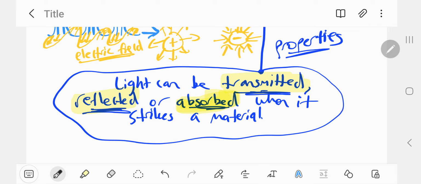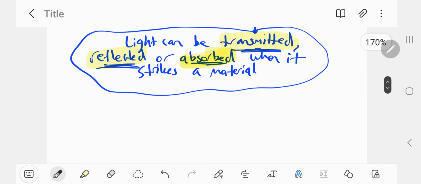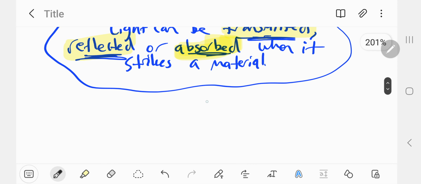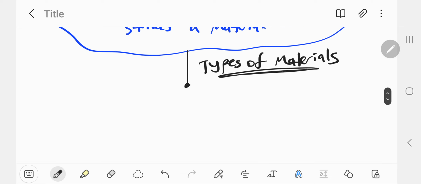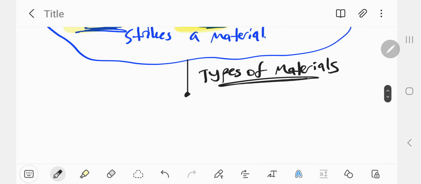Let's look at these properties in some detail. Using these properties, let's look at the types of materials that exist. There are three main types of materials. The first are what are called transparent materials. I'm sure you know what the word transparent means.